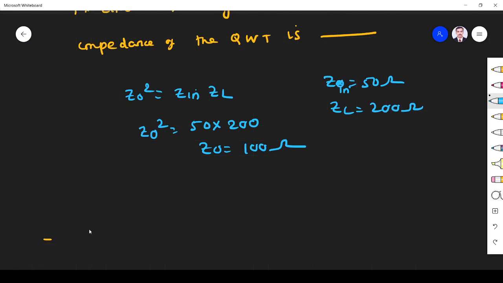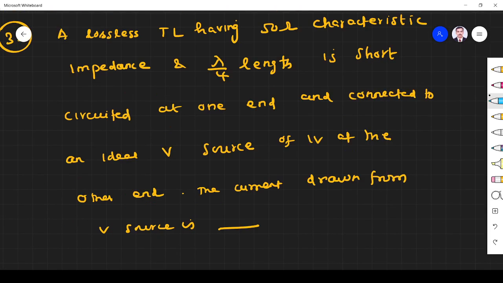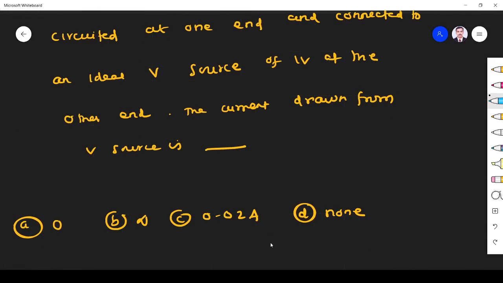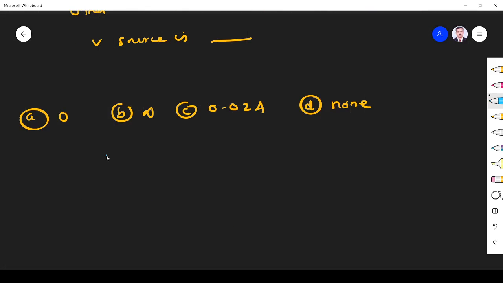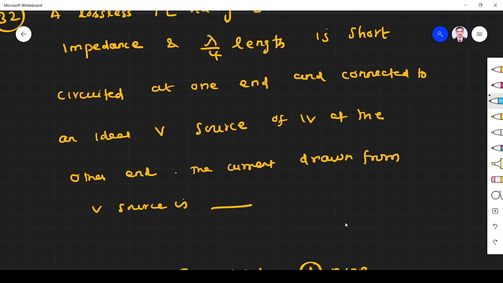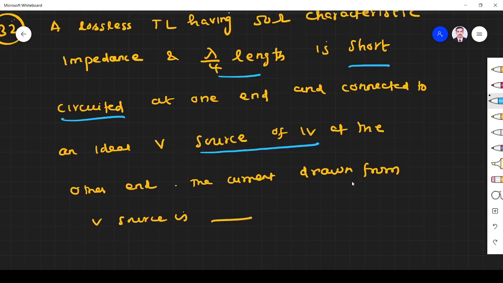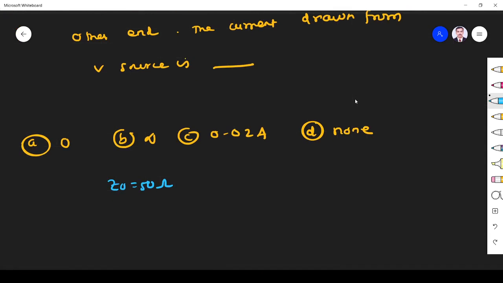Okay. Next question. A lossless transmission line having characteristic impedance Z0 equal to 50 ohm, of length lambda by 4, is short circuited at one end and connected to a voltage source of 1 volt at the other end. What is the current drawn from the source? Okay, so this is the question.